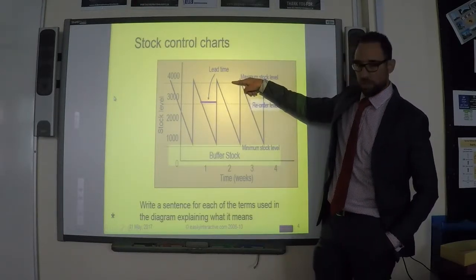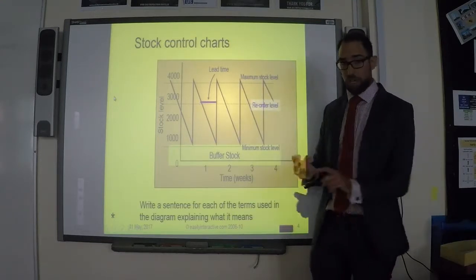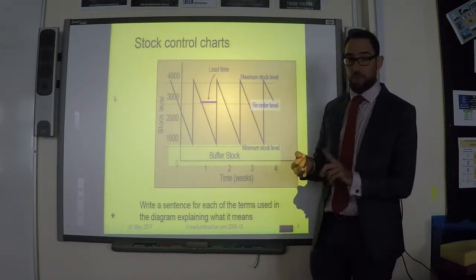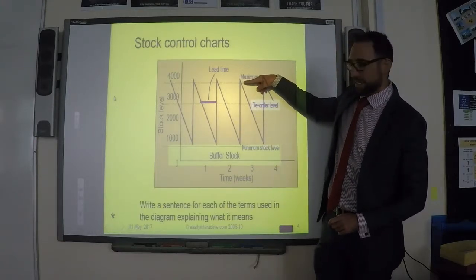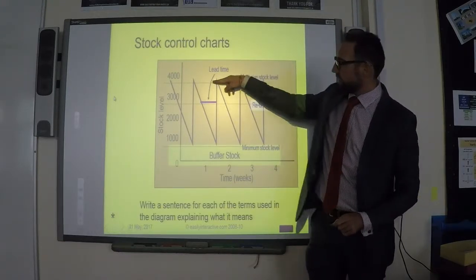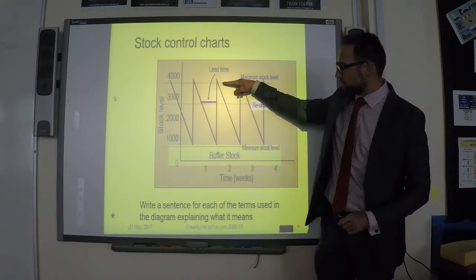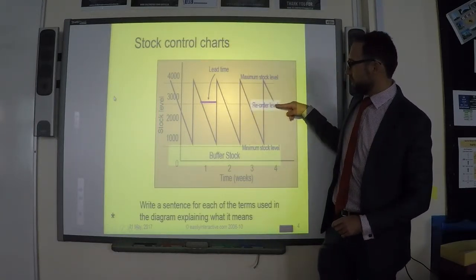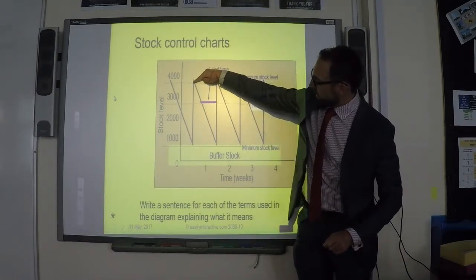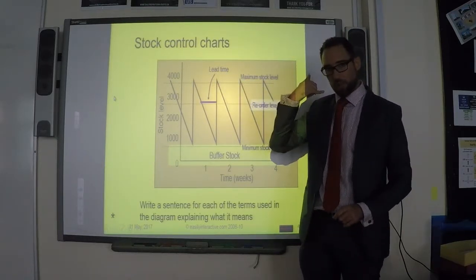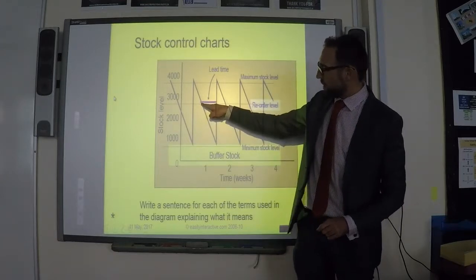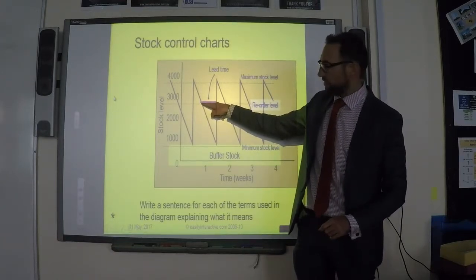So the maximum stock level is the maximum amount of stock that either we want in our warehouse or the maximum amount of stock that our warehouse can hold. So this is the maximum amount of stock we can have at any given point in time. This is our reorder level. So basically, when our stock gets down to this point, we pick up the phone, we call our supplier, and we ask for more stock to be delivered.